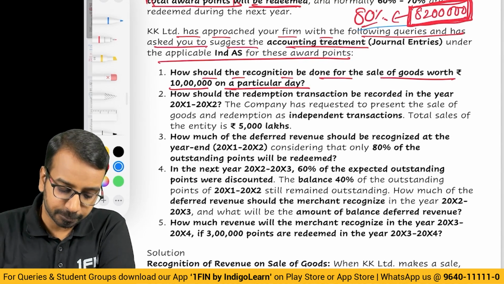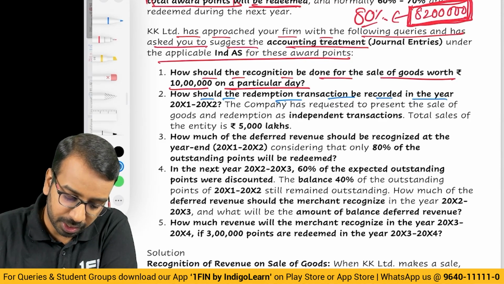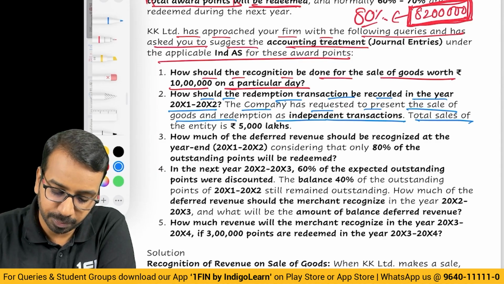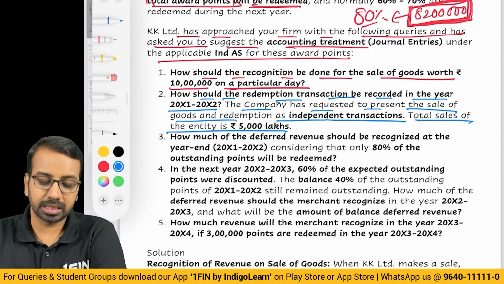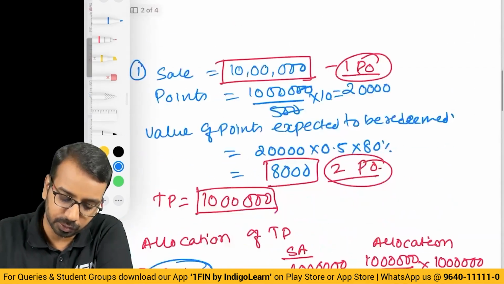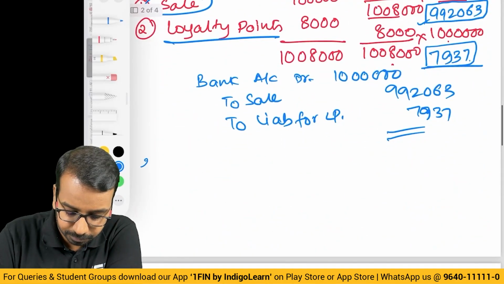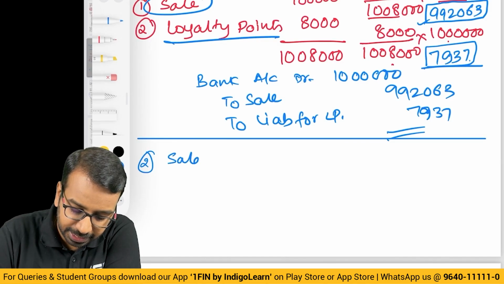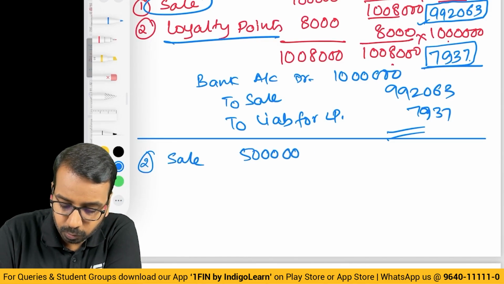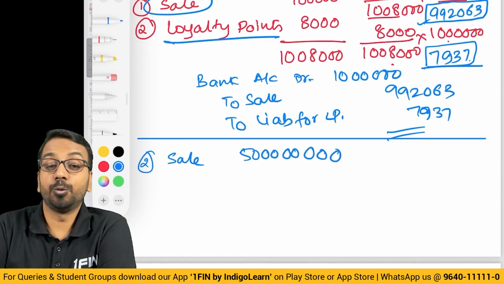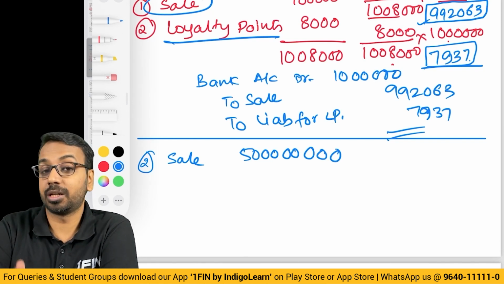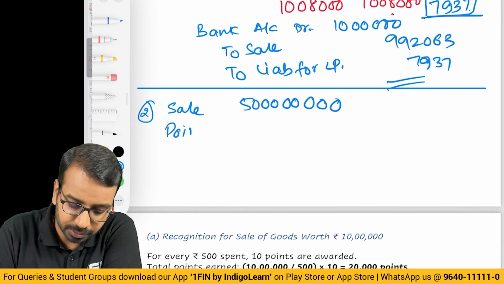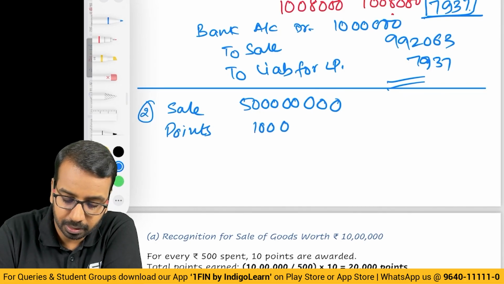Now come to the second part. How should the redemption transaction be recorded in the year 1-2? The company has requested to present the sale of goods and redemption as independent transactions. Total sales of the entity is 5,000 lakhs, which we had calculated already. So for the second question, sale is 5,000 lakhs. As and when you get used to it, you can start ignoring the thousands at the end. Okay, sale is how much? 5,000 lakhs.